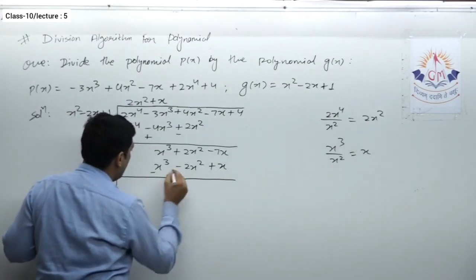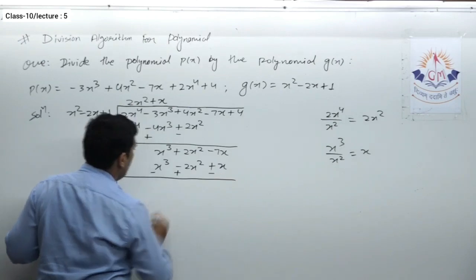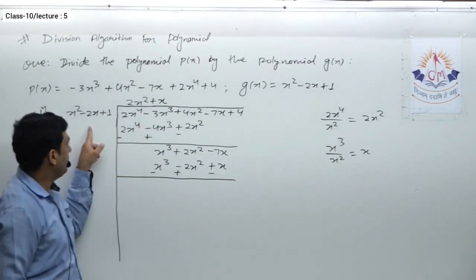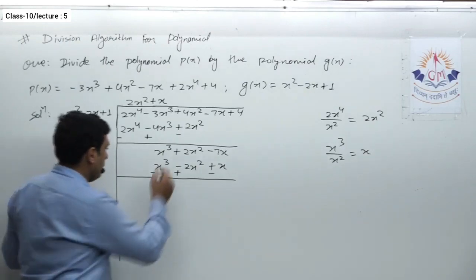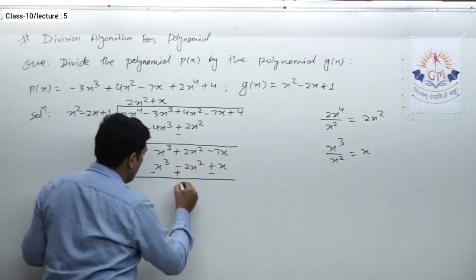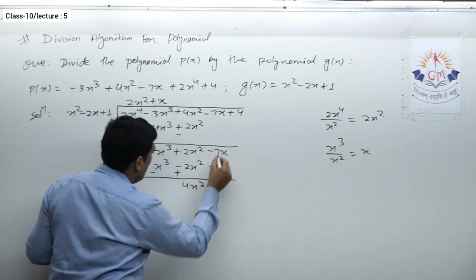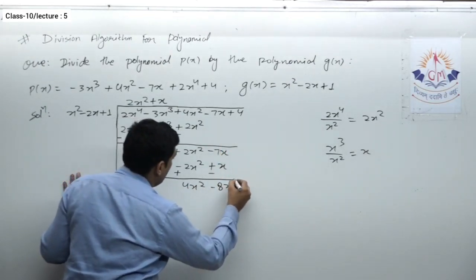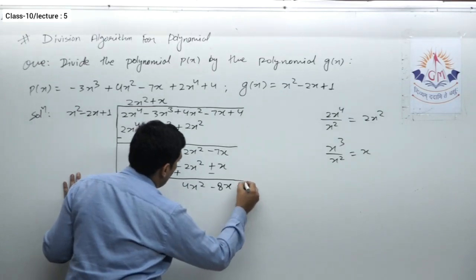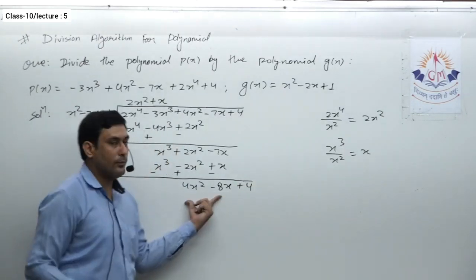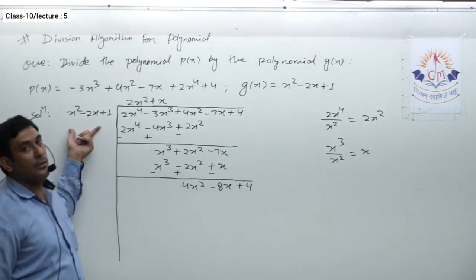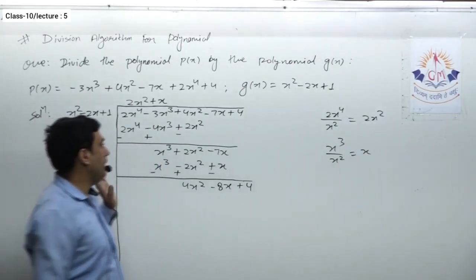So here it will be minus, here it will be plus, here it will be minus. x cube minus 2x square plus x. So this will cancel out. 2x square plus 2x square, 4x square. Minus 7x minus x, minus 8x. And then again I'll bring down 1 term because I need 3 terms over here. Why do I need 3 terms over here? Because 3 terms are in the divisor polynomial.